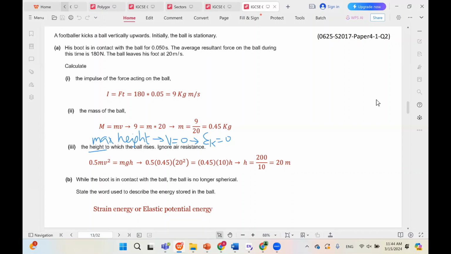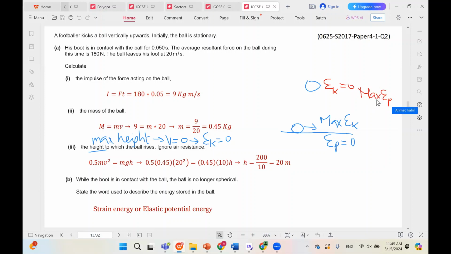So this is equal to the ground level kinetic energy because the ball starts here and reaches maximum height there. So here it has maximum kinetic energy, but the potential energy equals 0. At maximum height, it has 0 kinetic energy, but the potential energy is maximum. So we have maximum potential energy here.